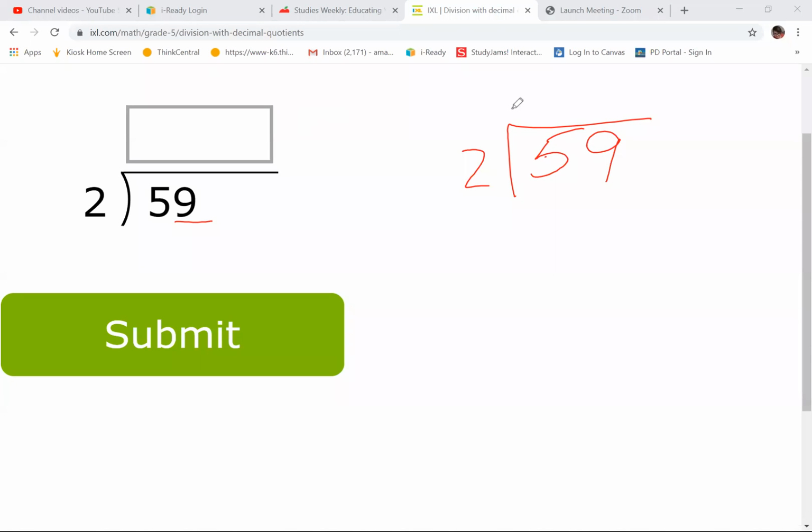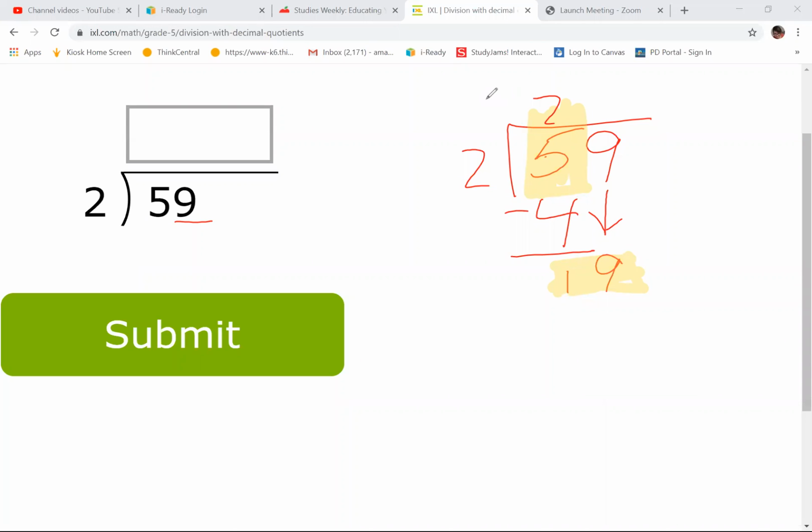Now in the classroom, I tell you guys to cover up that 9 and focus on that 5, right? So let's do that. What number times 2 gets me close to 5 without going over? 2, 4, 6. 6 went too high, so I'm going to go back to 4. 2 times 2 is 4, and I've got 1 left over. Bring down my 9. Now I have a whole new problem. It now says 19 divided by 2.